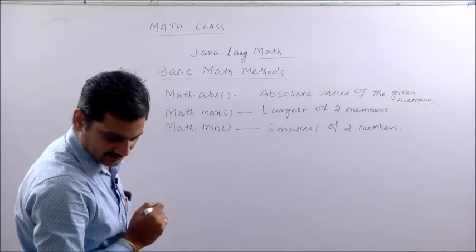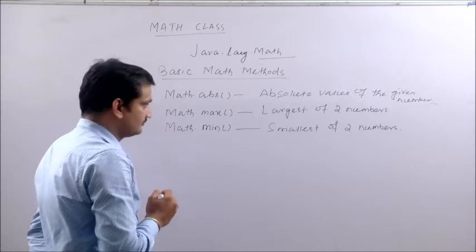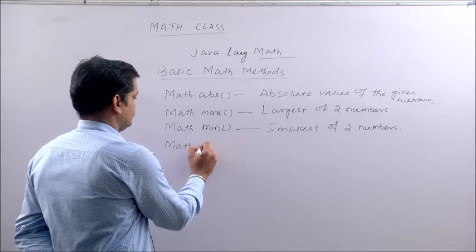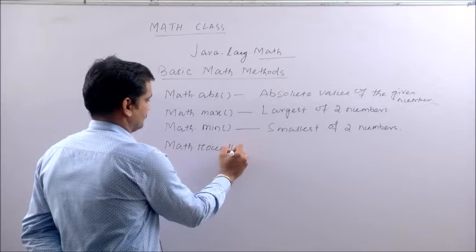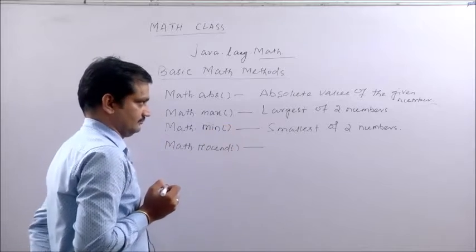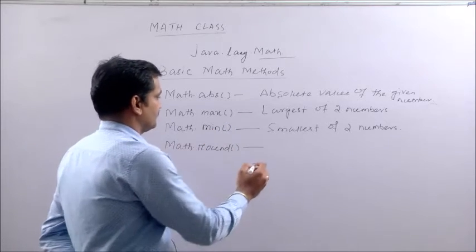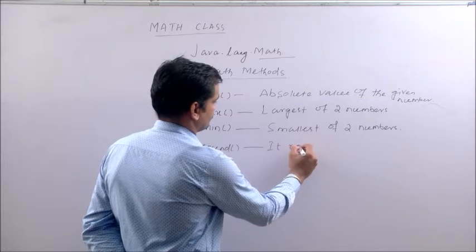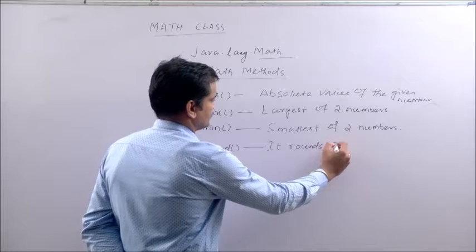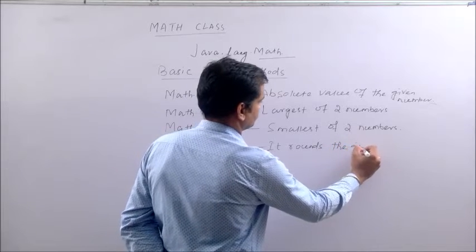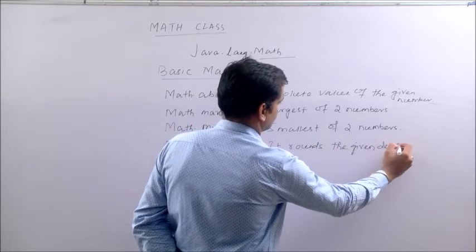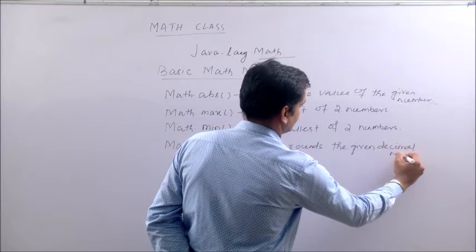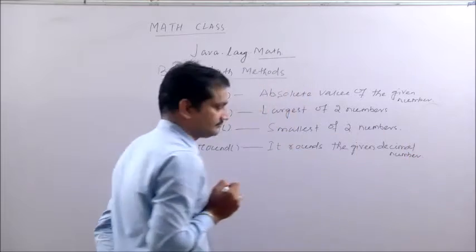Similarly, the next method is round. Math.round rounds the given decimal number. We will see each one of them with an example.